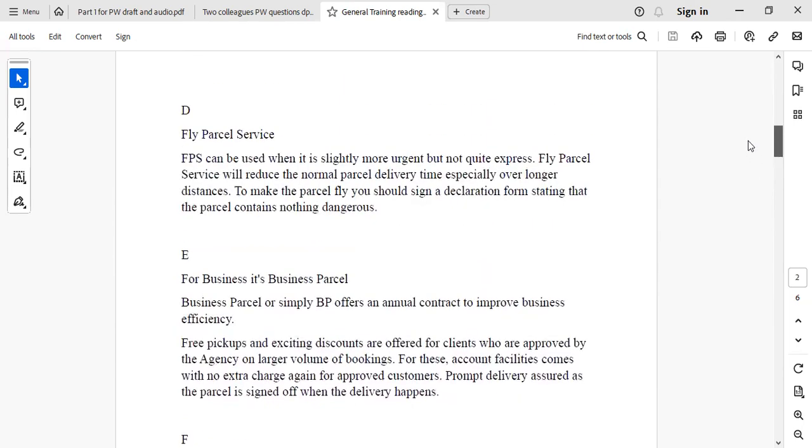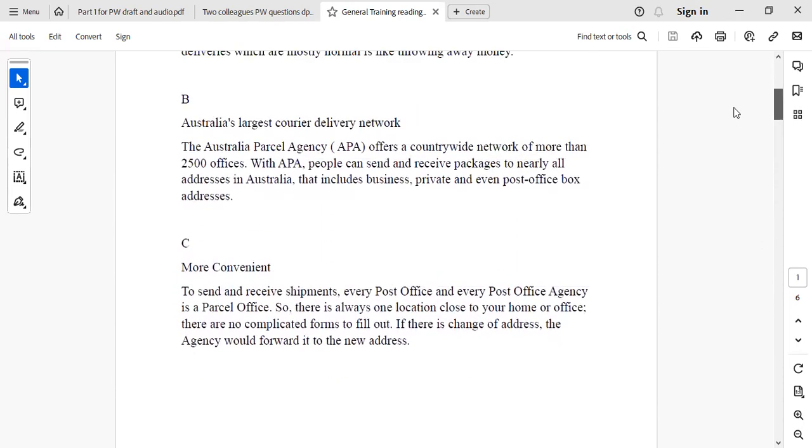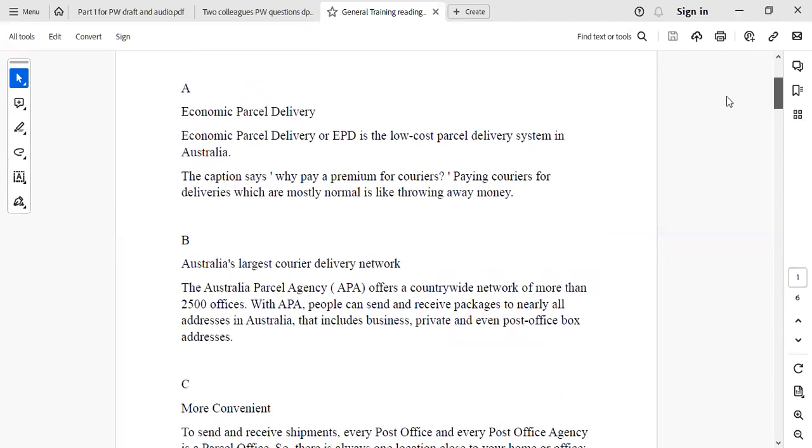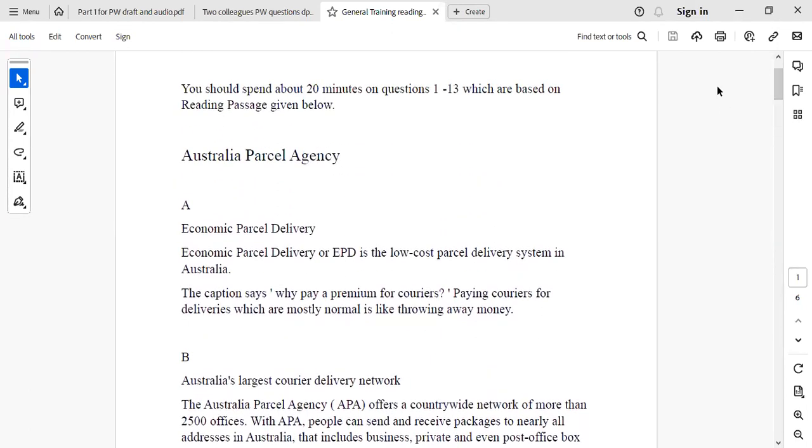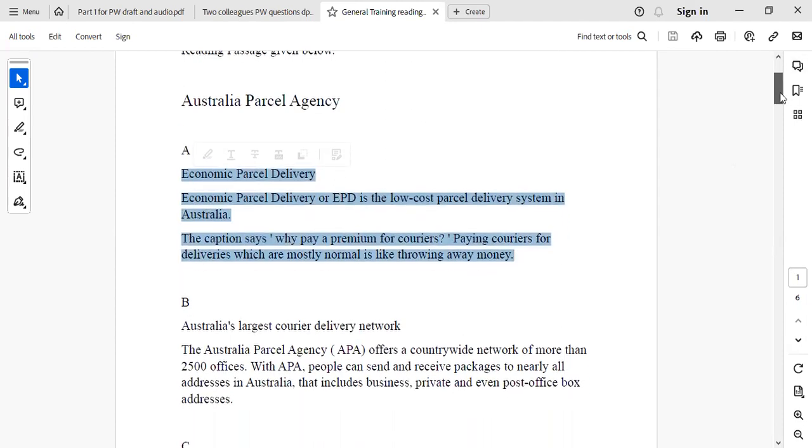Okay, guys. I am not reading question number 1. I have not read any questions. I'm reading passage number 8. Let's start. Australia Parcel Agency, economic parcel delivery. Economic parcel delivery, or EPD, is the low-cost parcel delivery system in Australia. Okay, it's telling us what EPD is all about. It's a low-cost parcel. The caption says, "Why pay a premium for couriers? Paying couriers for deliveries, which are mostly normal, is like throwing away money." Very small paragraph. Let's go to the questions.